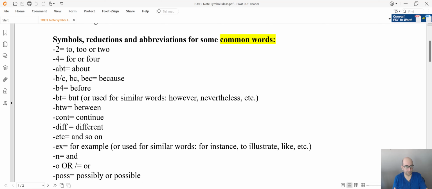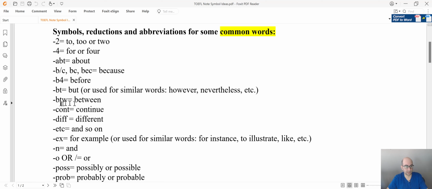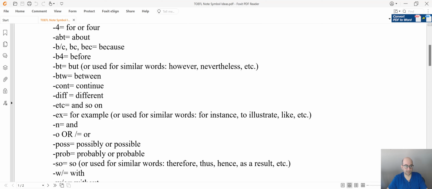I also suggest using this, guys, for transition devices or words that have the same meaning or function. So like however, nevertheless, nonetheless, it's great for these kinds of situations. BTW for between, cont for continue, diff for different, etc for and so on.